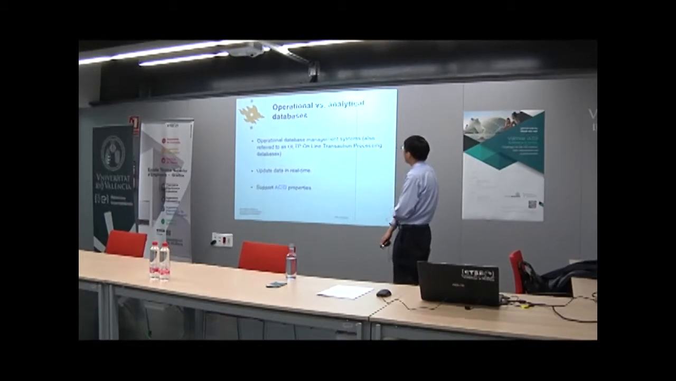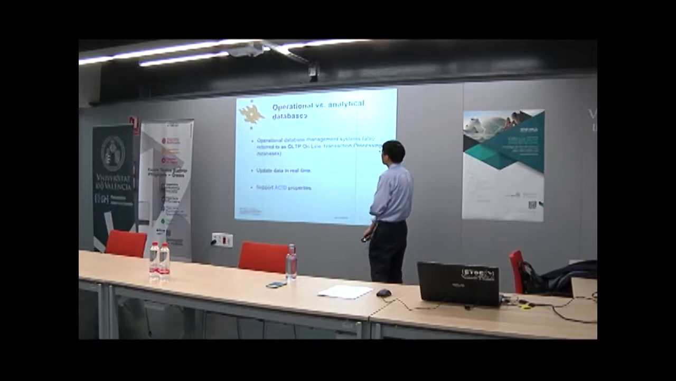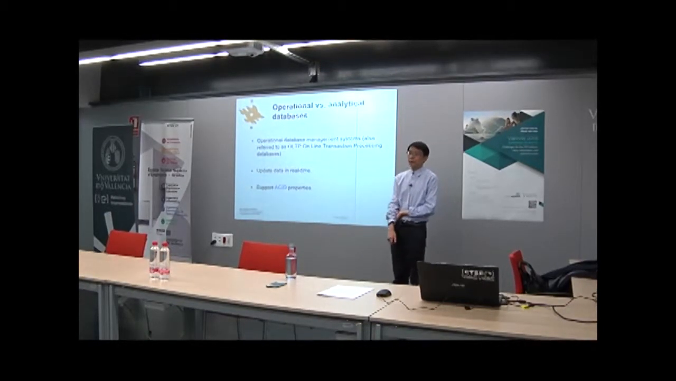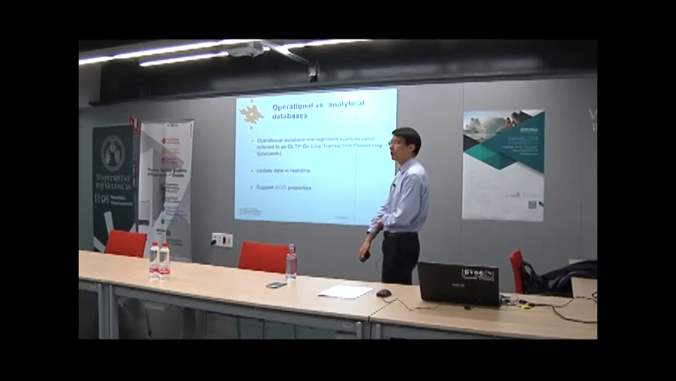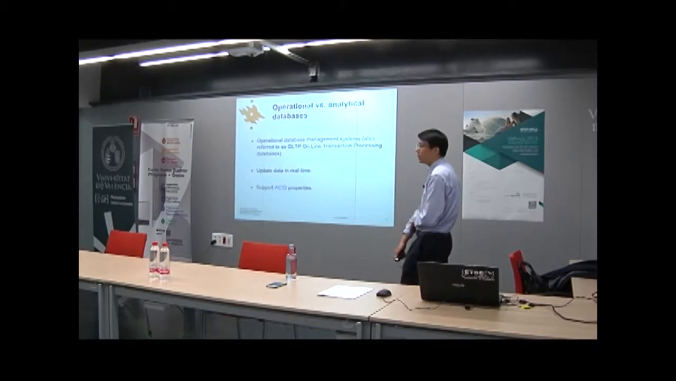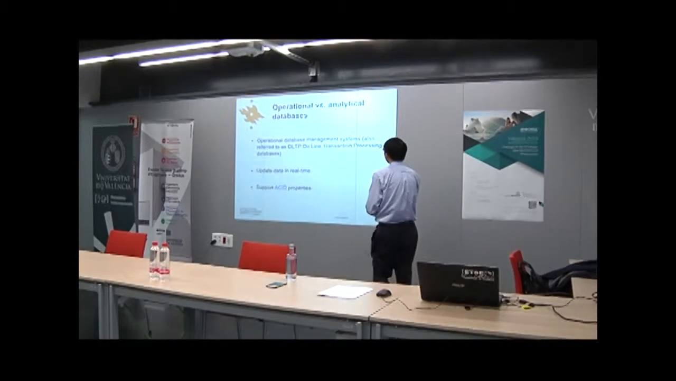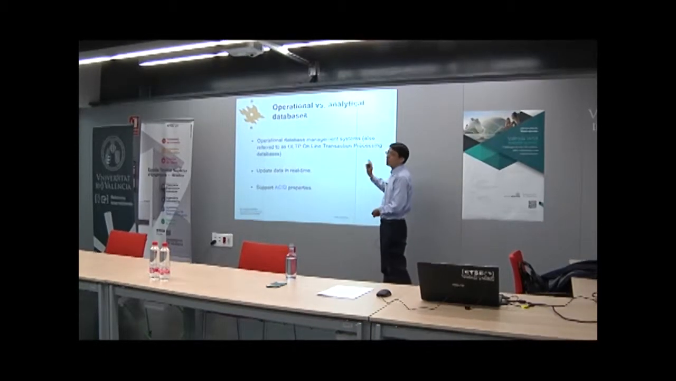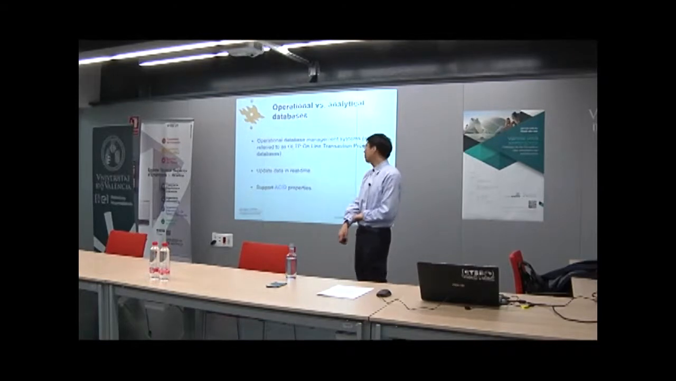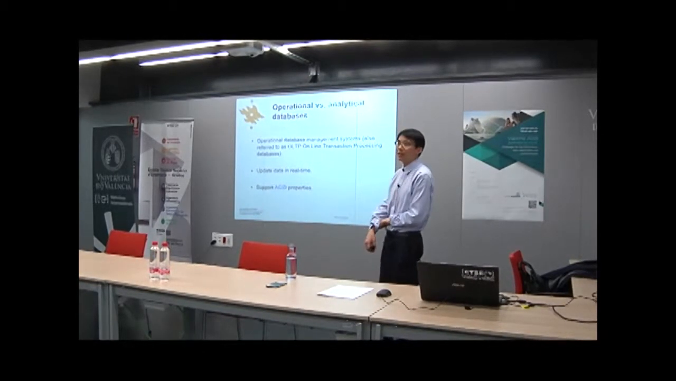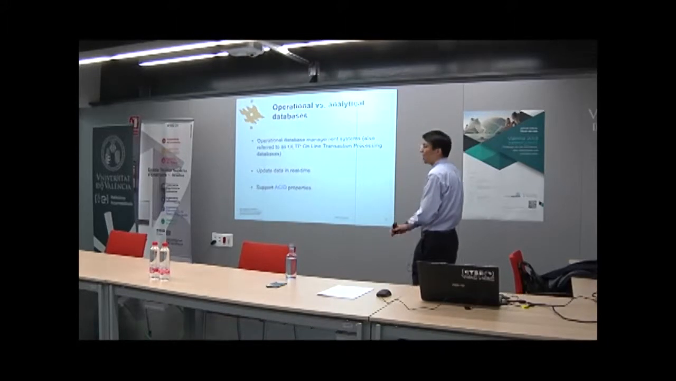Then firstly, we compare 2 concepts: operational database and analytical database. We see what's the difference between the operational database and the analytical database. Operational database management system is also called OLTP. OLTP means online transaction processing database. This database has to support online transaction processing. So this database can support the update of the data in real time, and they have to support the ACID properties for a transaction.